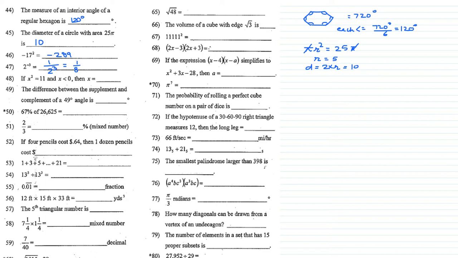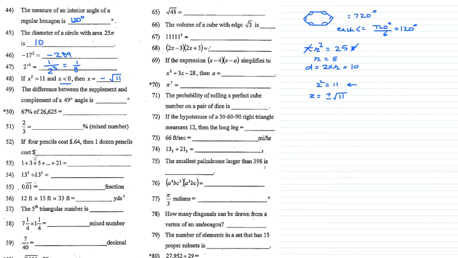Question 48, if x square is equal to 11 and x is less than 0, so that means x is negative, then the value of x is equal to what? So if x square is equal to 11, then x will be equal to plus or minus square root 11. So there are two values of x that would satisfy this equation, plus square root 11 and minus square root 11. The condition given to us in this problem is that x is less than 0, so we will select minus square root 11 as the answer.